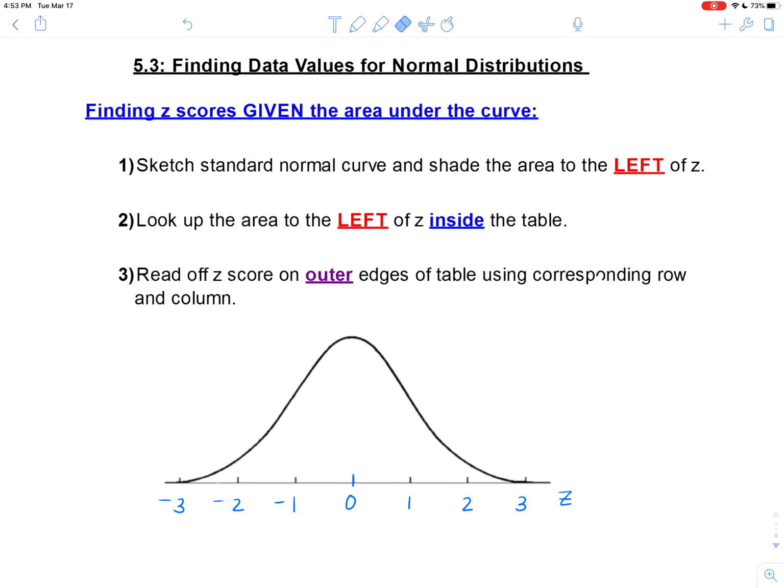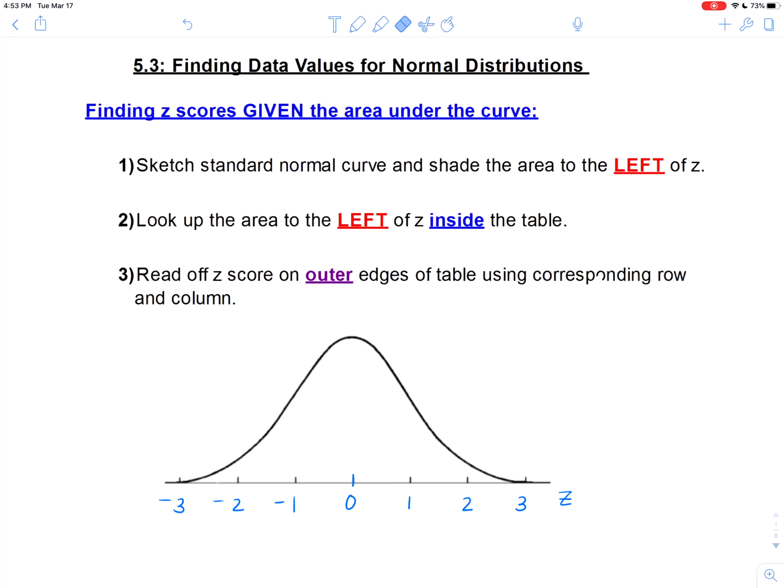Okay, so what you're going to be looking at in section 5.3 is finding data values when you are given an area under the curve. So I mentioned to you in class that this section was really going to take what we've been doing and flip it around and look at it from the other direction.